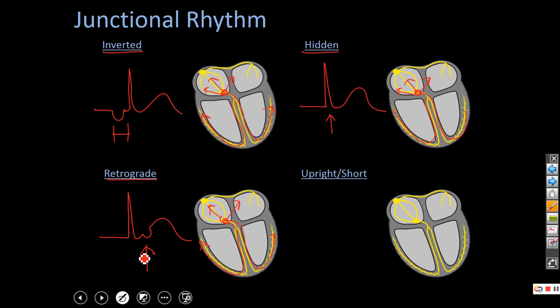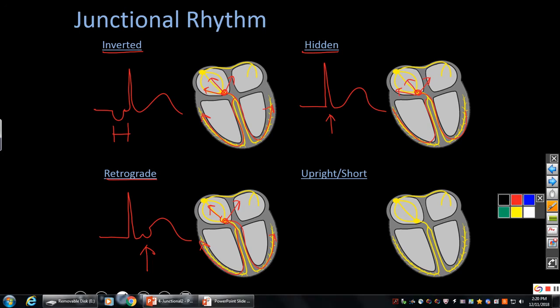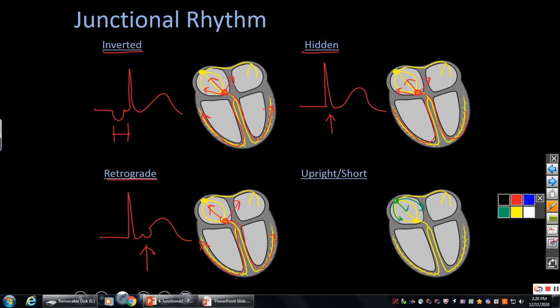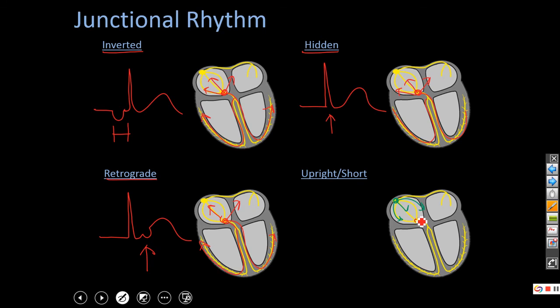You can also have an upright P wave that's short. And this happens when the SA node is initiating atrial depolarization, but then the AV node depolarizes as well.